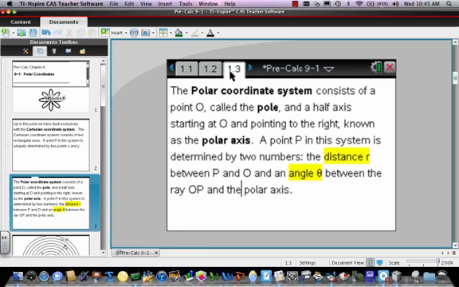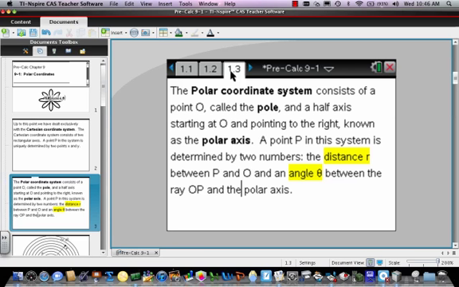R is the distance of that point from the origin, and then theta is the angle between the positive x-axis, the pole as they call it, and the point. Keep in mind we're just describing points here, just an alternative way to state what they are.